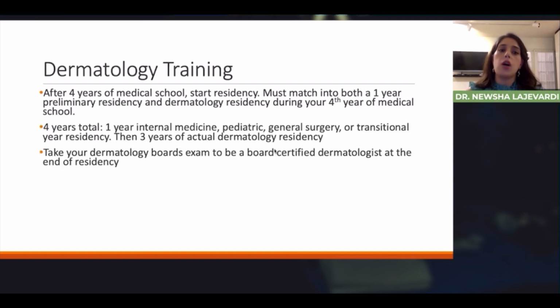Okay, here we go. So in essence, dermatology residency training is 4 years total. This first year can be in internal medicine. That's personally what I did. I did what's called a preliminary internal medicine year.